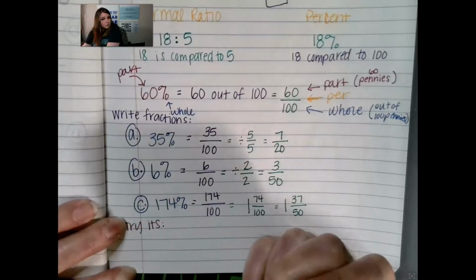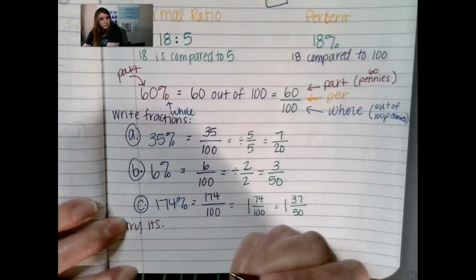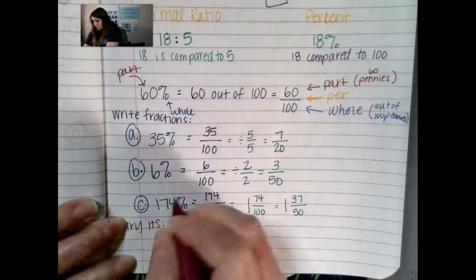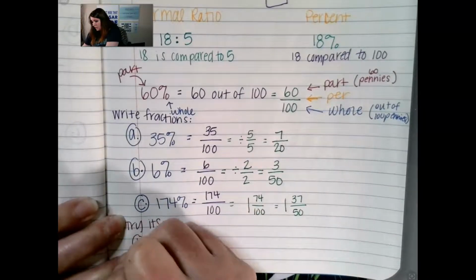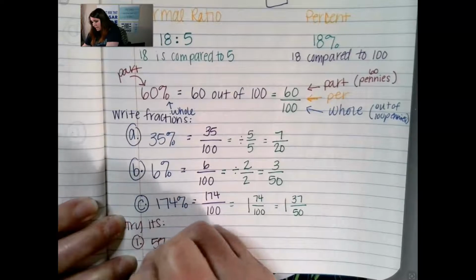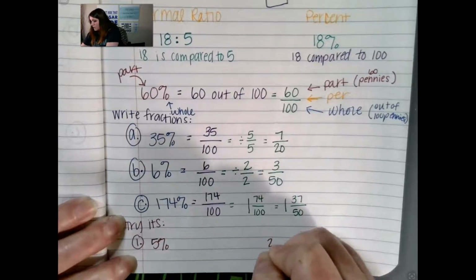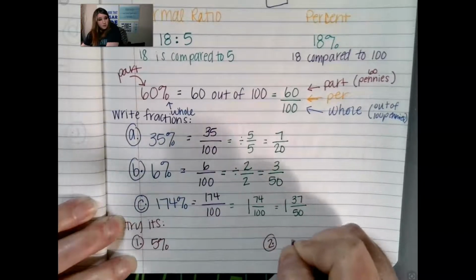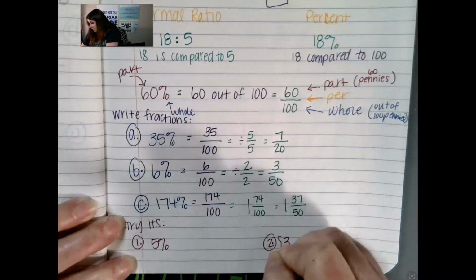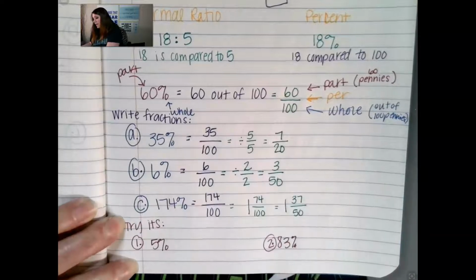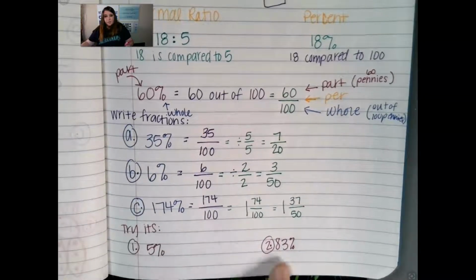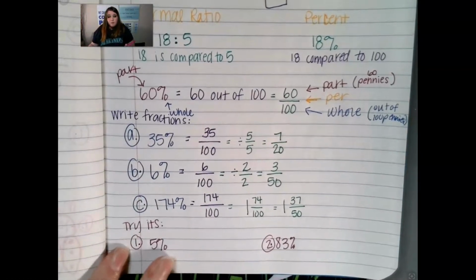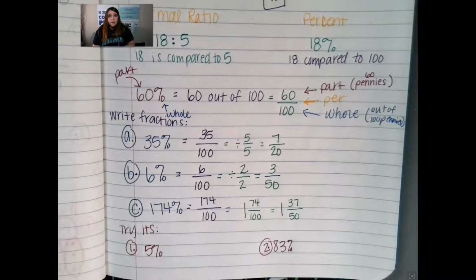All right, so go ahead and make these percents into fractions. So number 1, I have 5%. And number 2, 83%. Okay, go ahead and make both of these into fractions for me, and then come back when you are ready to see your answer.